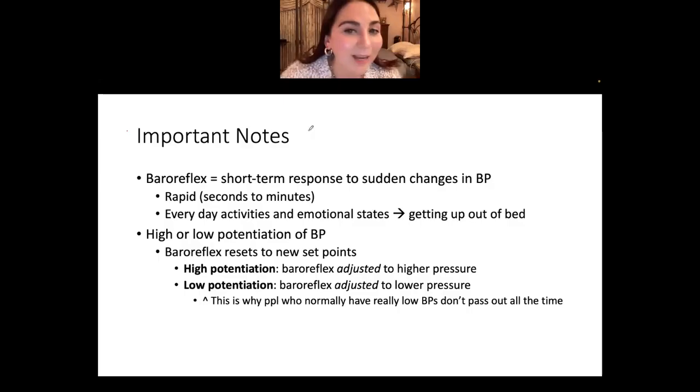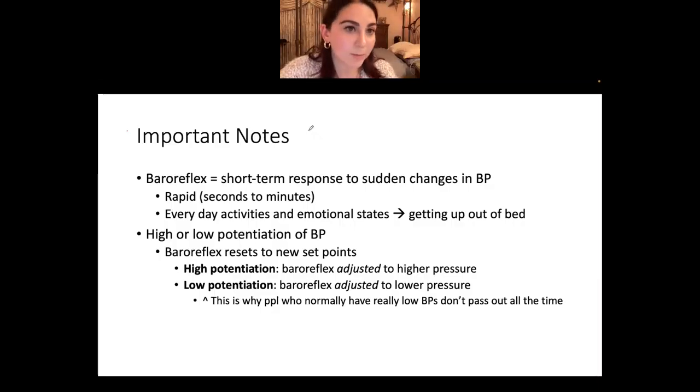And it's because that's how quickly the baroreceptor reflex is working. It's working that quickly to make sure that your blood pressure stays up. Another thing to know is that the baroreceptor reflex can adjust. It can have a new set point if it needs to, so a high or low potentiation of blood pressure.